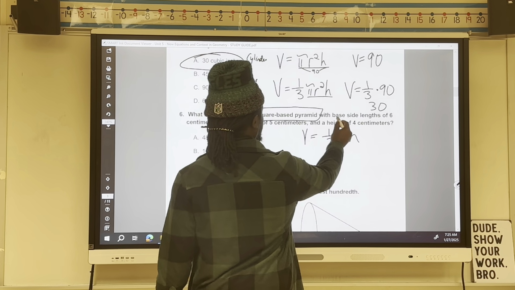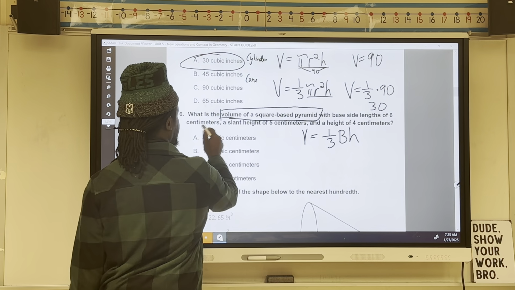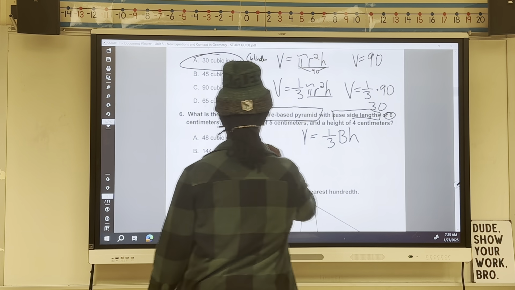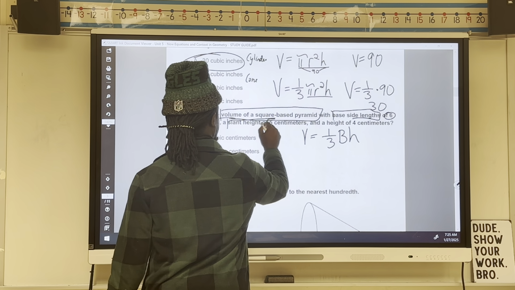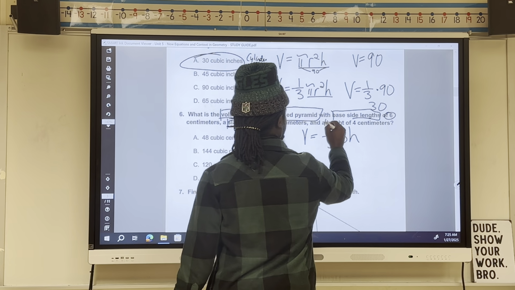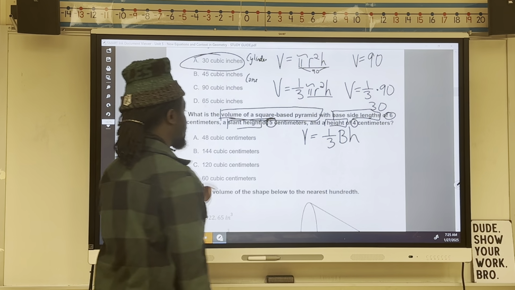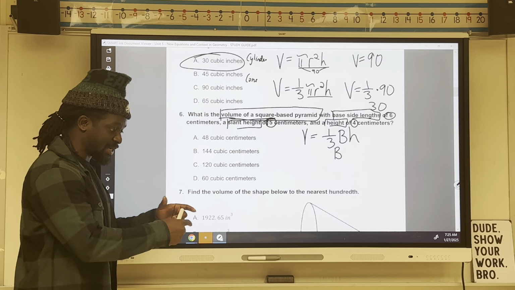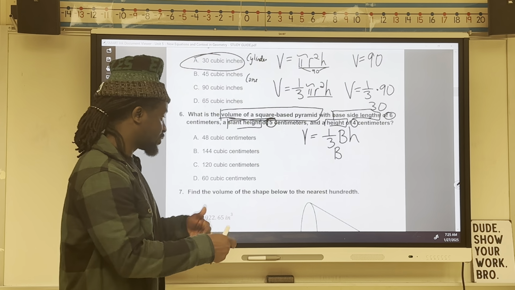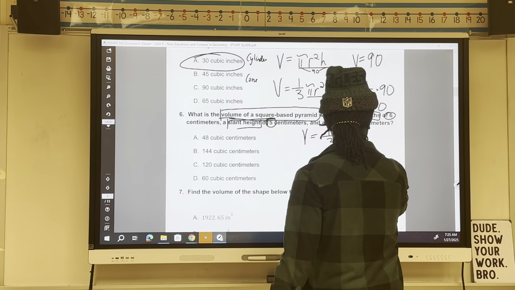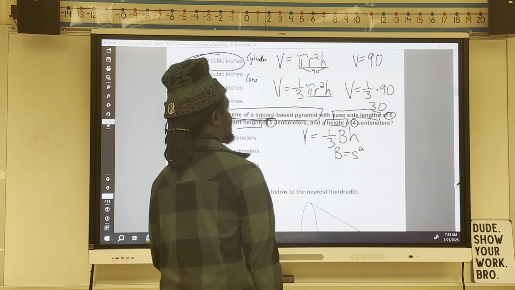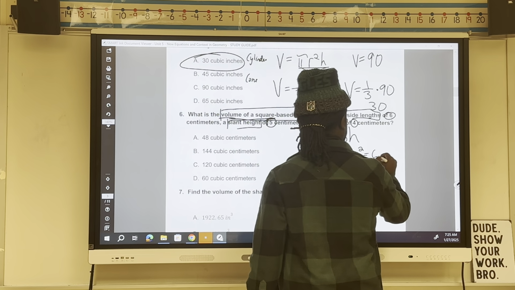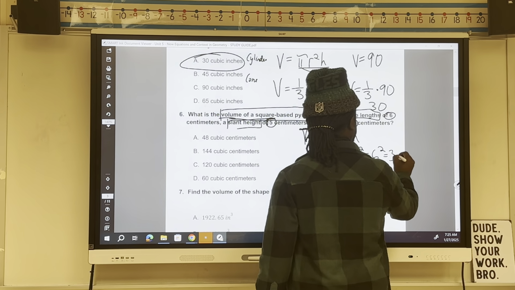Well, with a base side length of 6 centimeters, the slant height is 5, and then the height is 4. Okay, so big B, I'm talking about a square pyramid. The big B is the area of the square. So big B I always find by doing S squared. Well, S is the side of the base, which is 6. So I have to do 6 squared, and that's going to give me 36.